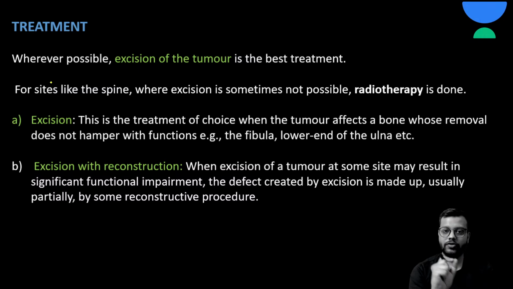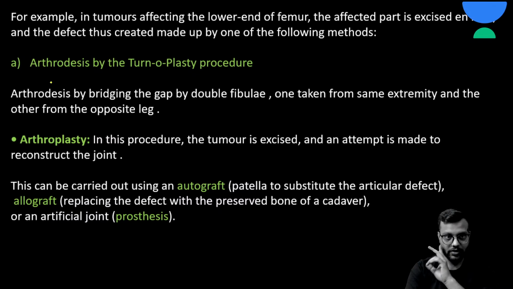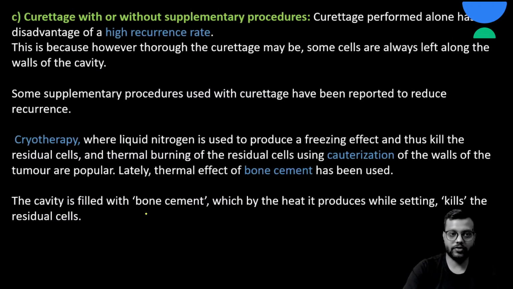then here only excision is the treatment of choice. But the distal end radius and proximal tibia are important for functionality, so here after excision you have to do the reconstruction. You have to do the reconstruction and that reconstruction can be by arthroplasty procedure. That is arthroplasty, where you try to reconstruct the joint by autograft, allograft or even by the prosthesis.